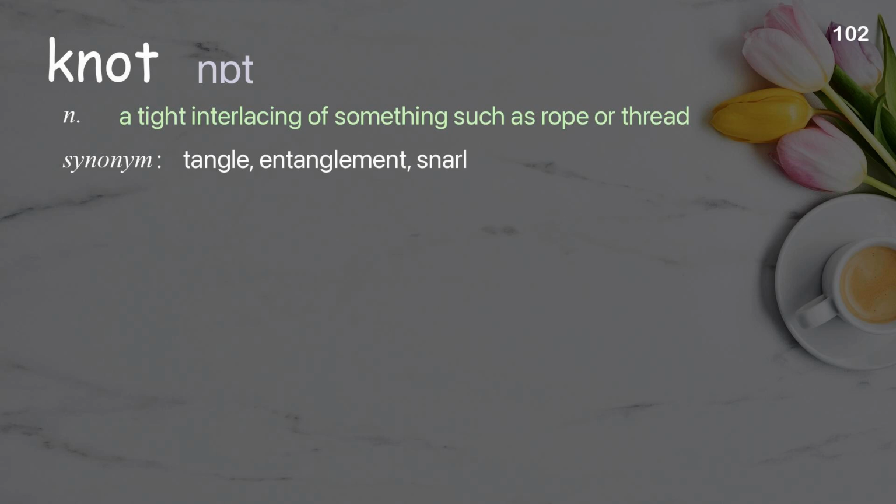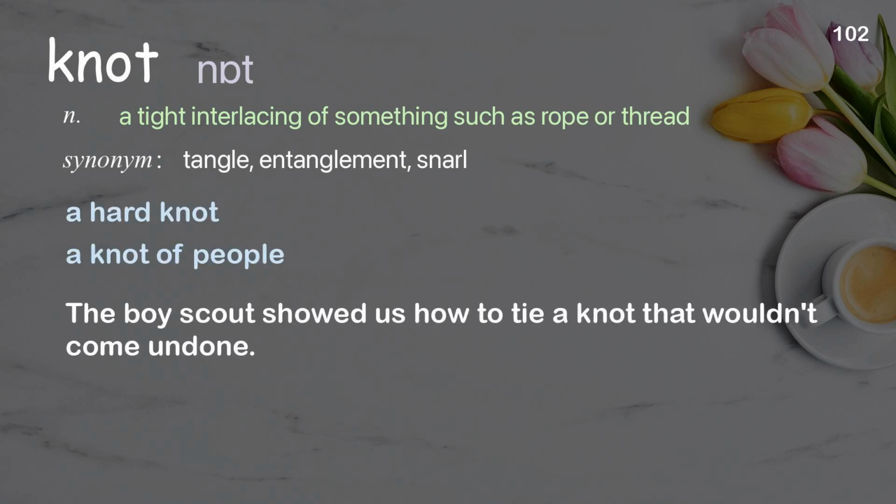Knot. A tight interlacing of something such as rope or thread. Examples: A hard knot. A knot of people. The Boy Scout showed us how to tie a knot that wouldn't come undone.